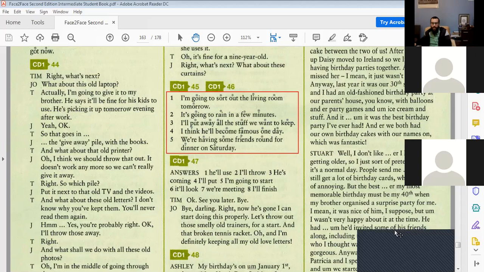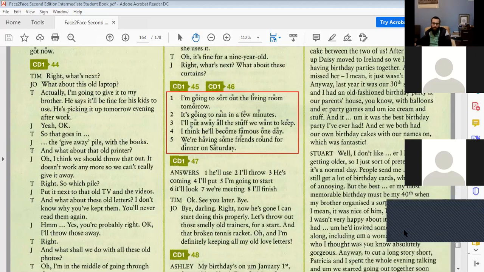Okay, let me repeat it for you. Just listen to number one and two only, okay? Pay attention to how they say them and listen to the difference.